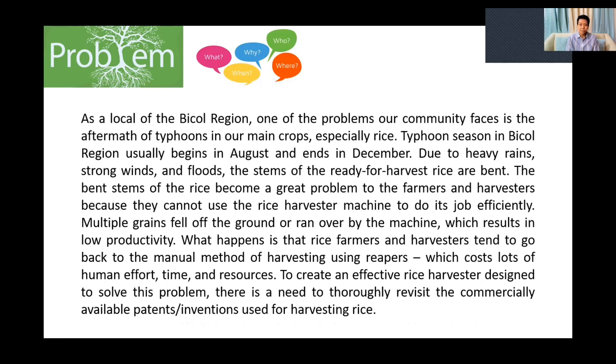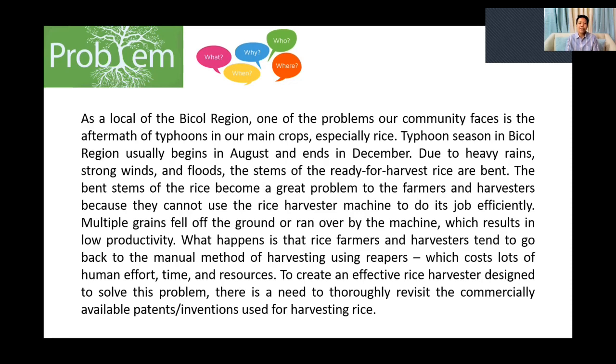The bent stems of the rice became a great problem for the farmers and harvesters because they cannot use the rice harvester machine to do its job efficiently. Multiple grains fell off onto the ground or were run over by the machine, which results in low productivity. What happens is that rice farmers and harvesters tend to go back to the manual method of harvesting using reapers, which costs lots of human effort, time, and resources.